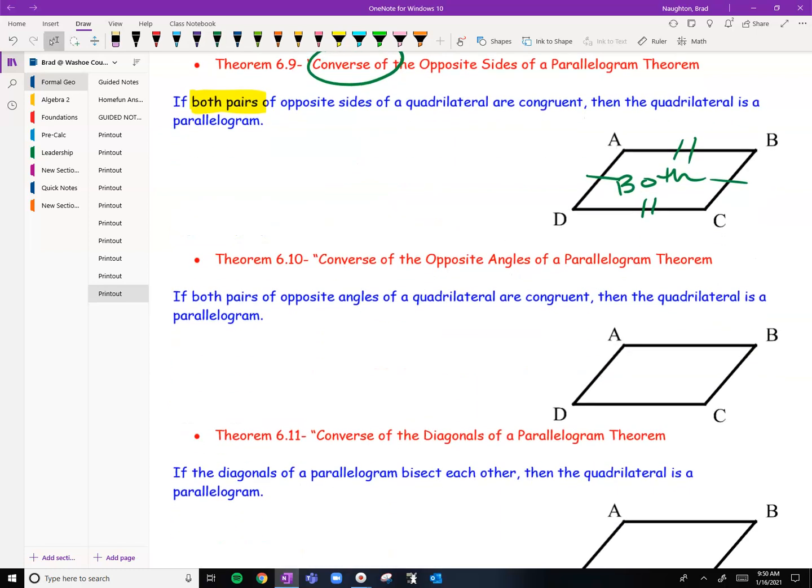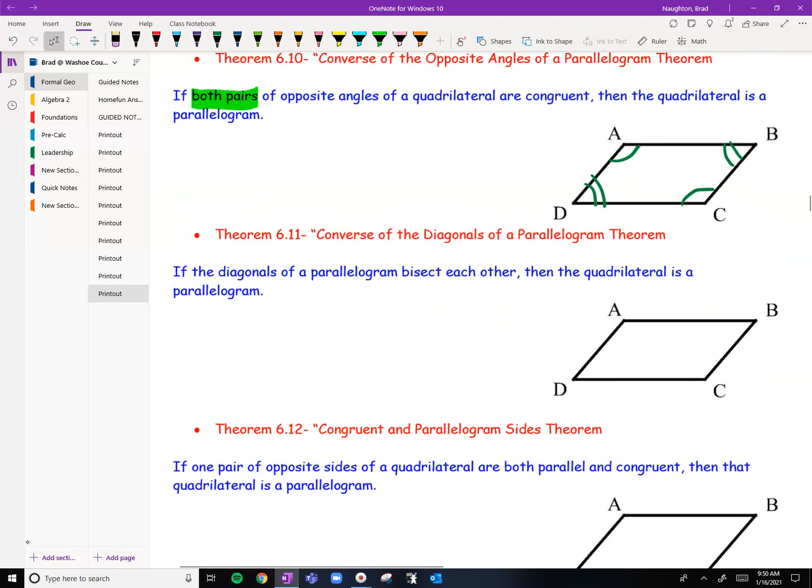Alrighty, with the angles, really the exact same idea. It is both pairs. So we have to make sure that both pairs are the same. Gravy. Alrighty, ladies and gentlemen, boys and girls, going on to the diagonals.